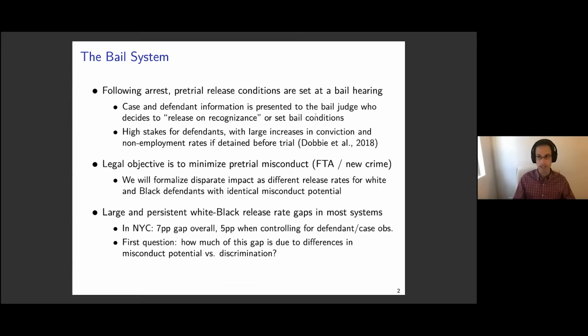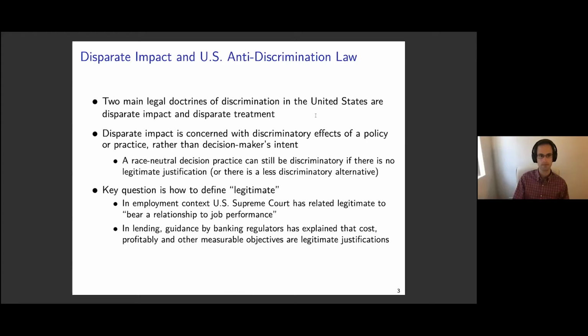So the first question we're going to ask in this paper is how much of this gap is due to differences in misconduct potential and how much is due to discrimination. Before I get to what our measure of discrimination is, what it is going to capture, and how we estimate it, I want to talk about the two legal doctrines in the United States of what constitutes discrimination and where we think of our measure as coming from.